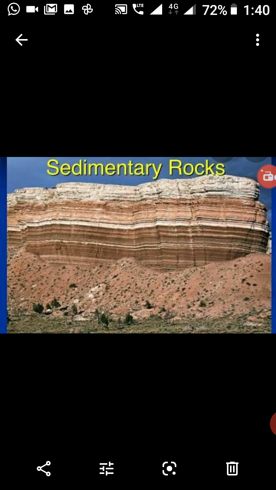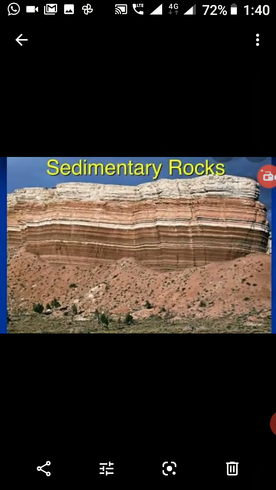Many minerals are present in the rudaceous pebbles, consisting of boulders, cobbles, and pebbles in a natural cementing material like clay. The best examples for rudaceous are breccia and conglomerates.